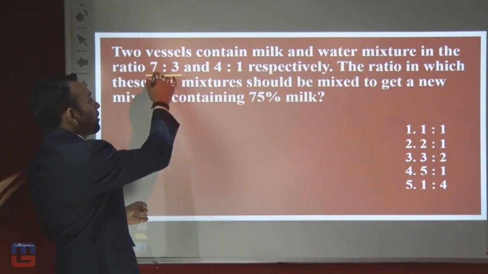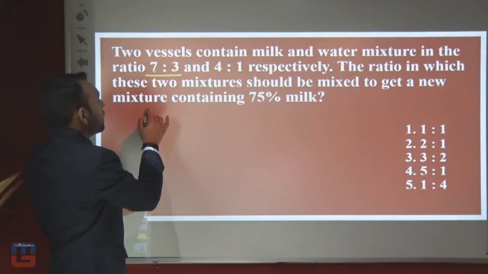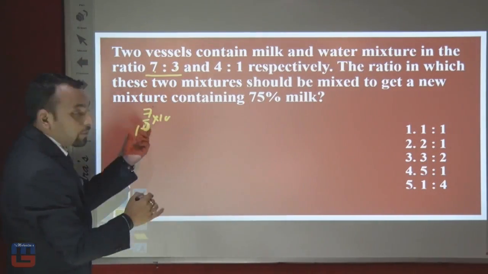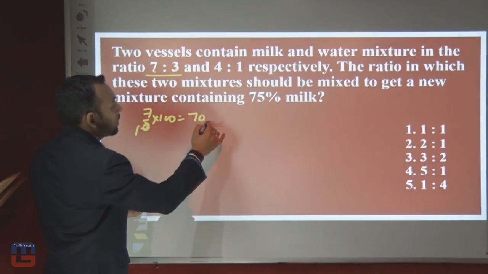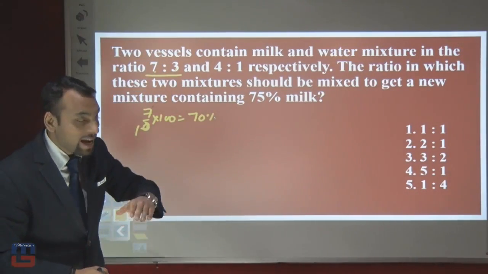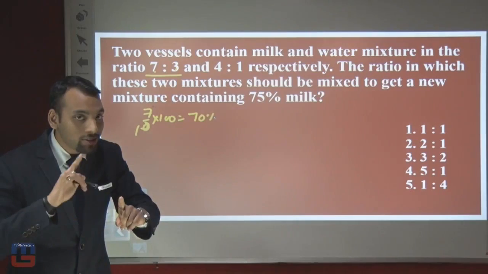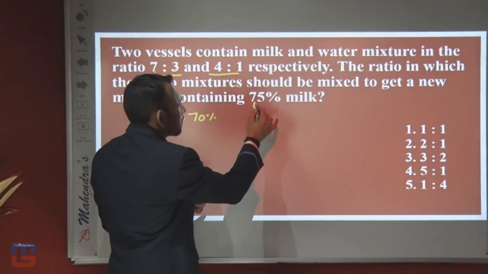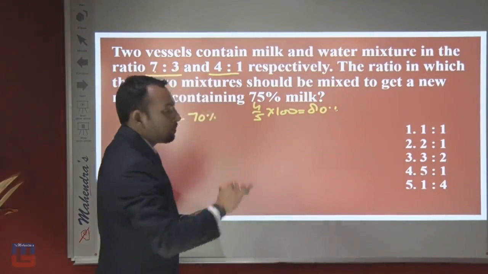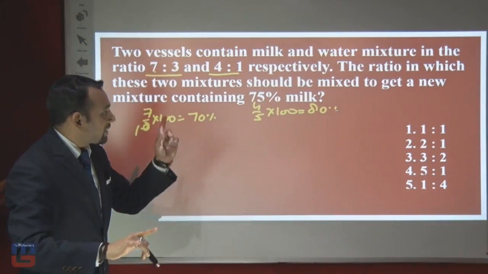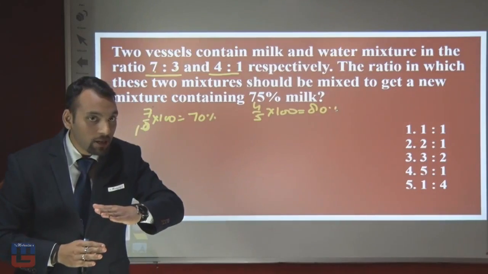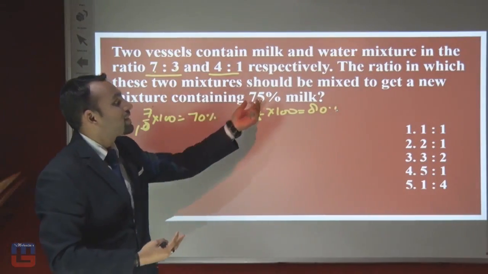For example, if this is 7:3, what does it mean? It means 7/10 into 100, which will be equal to how much? 70%, which means vessel first has 70% milk. In the same way, vessel B has 4/5 into 100, which must be equal to 80%. So vessel A has 70% milk, vessel B has 80% milk, and the new mixture has 75% milk.